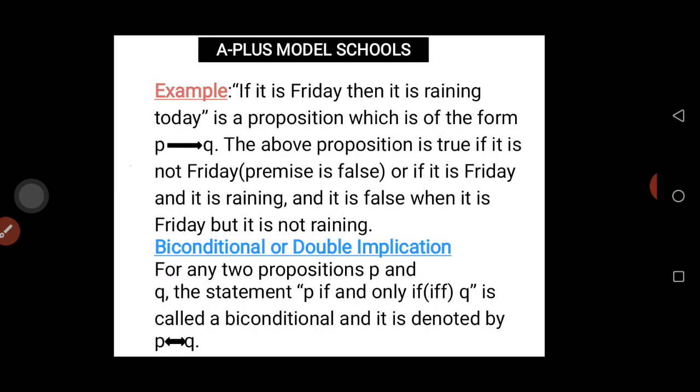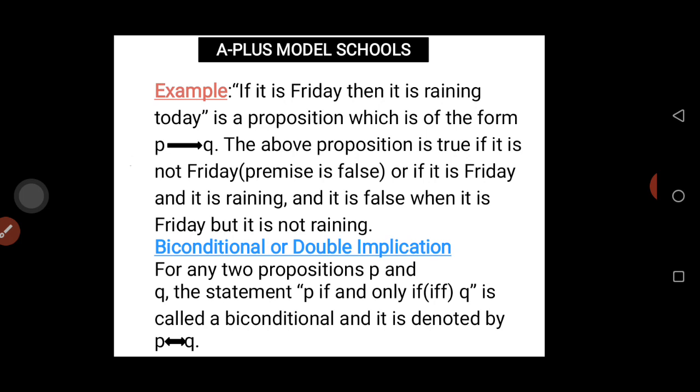So for example now, if it is Friday, then it is raining today. It's a proposition which is of the form if P then Q. The above proposition is true if it is not Friday. You can see, if it is not Friday, that is if P is false.